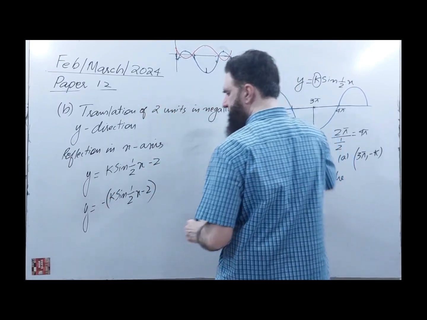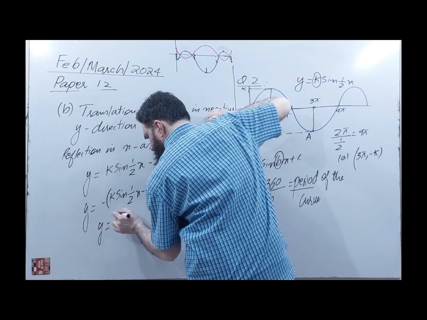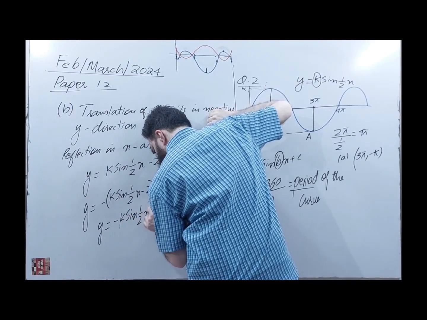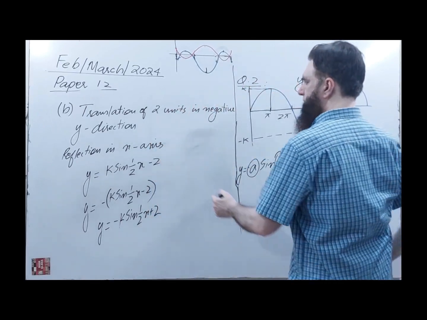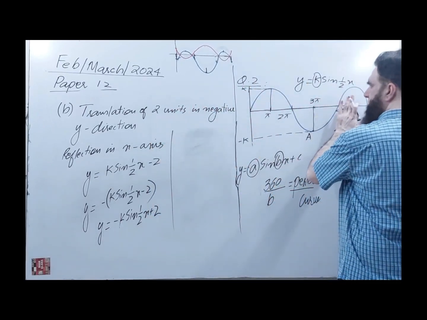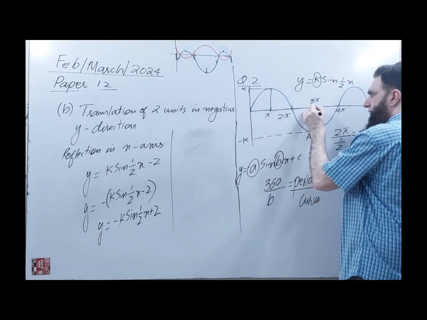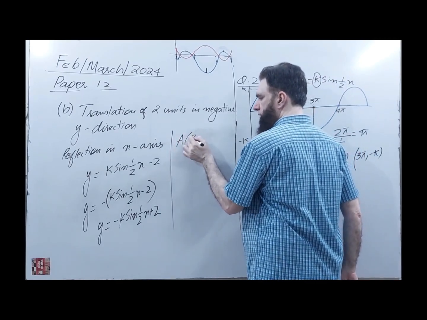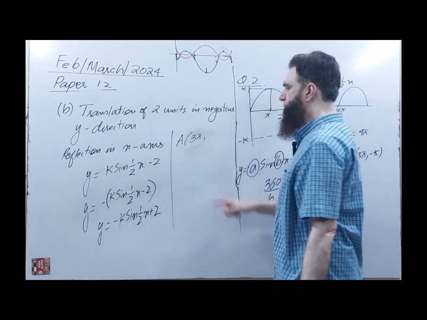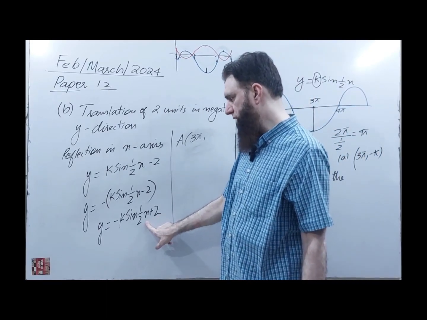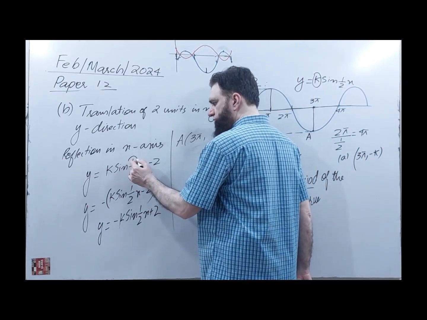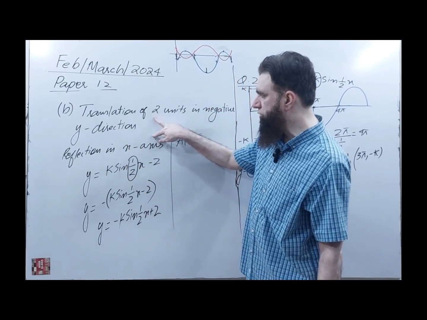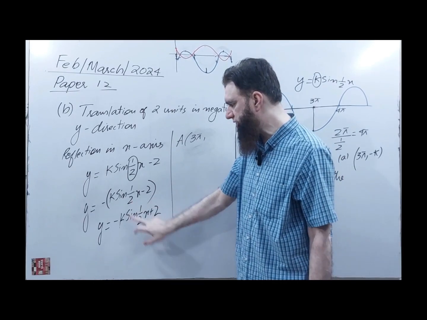This is the reflection in x-axis. So the final equation is minus k sine half x plus 2. This is the equation of the curve. Now, you see, because the curve has not been translated in the x direction, the x coordinate of point A remains the same, which is 3 pi. This value changes the period of the curve and this value remains same. With these two transformations, this value has not been changed.